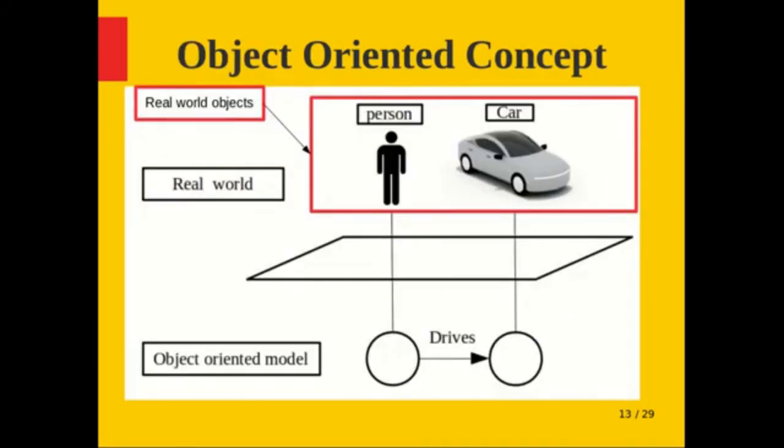Object-oriented concept. In the object-oriented concept, real-world tangible objects such as people, trees, cars, which we can touch, and intangible objects such as a course or a program can be obtained for OOP. In this slide, you can see two objects, person and car. The relationship between these two objects is that a person drives a car.